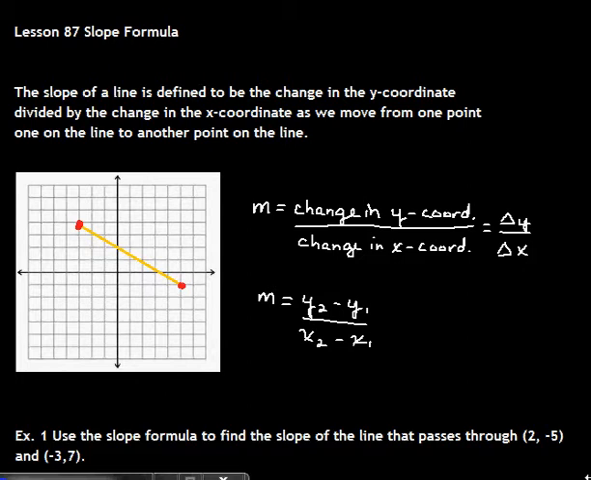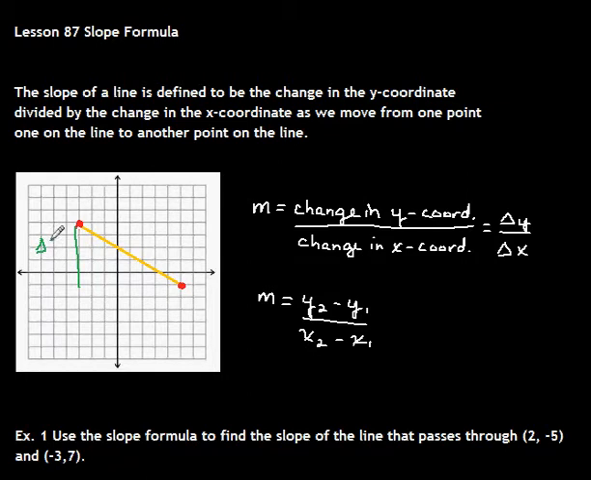Okay, the slope of a line is defined to be the change in the y-coordinate divided by the change in the x-coordinate as we move from one point on the line to another point on the line. Feels like we've done slope many times before. So what a slope is: the change of the y-coordinate over the change of the x-coordinate. If we go from one point to the other and look at the change in the y-coordinate, you can see it goes down 1, 2, 3, 4, 5. That's your change in y.